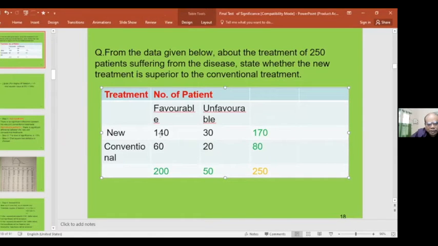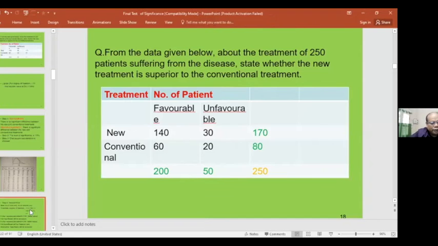So these are observed. For each observed, you have to find the expected value. For this 30, for this particular cell, you have to find the expected value. This is observed. For this 20, you have to find the expected. How do you find it? For the 140 observed, expected will be column total 200, row total 170, 200 into 170 by 250. Now you go here.